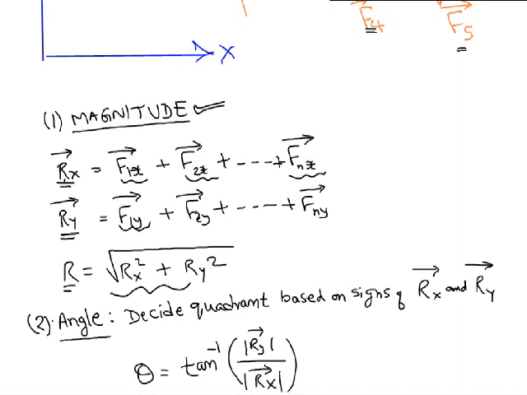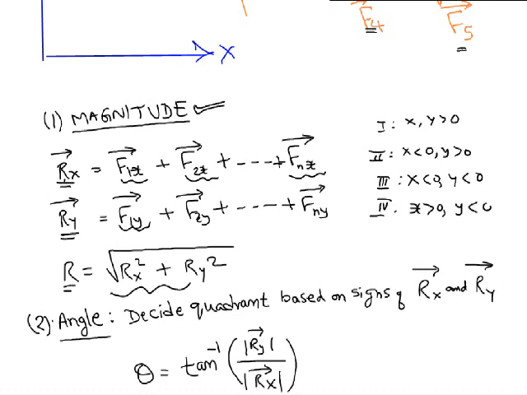The next thing you need to find is the quadrant in which this resultant R lies. We know that if both x component and y component are positive, it lies in the first quadrant. In the second quadrant, you have x component negative, y component positive. In the third quadrant, you have x component negative, y component negative. In the fourth quadrant, you have x component positive, y component negative.